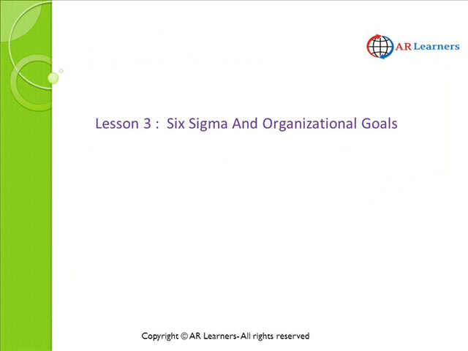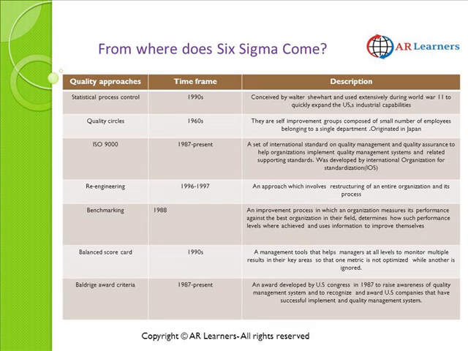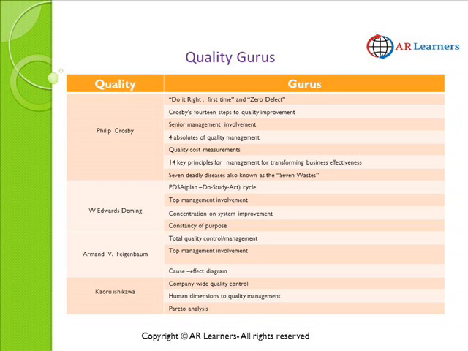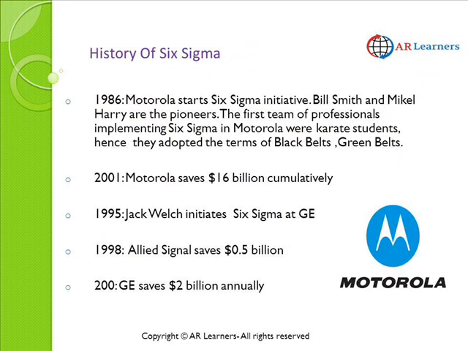Lesson 3. Six Sigma and Organizational Goals. Agenda. History of quality. Popular quality gurus. History of Six Sigma. What is a business system? Six Sigma table. Quality gurus table.